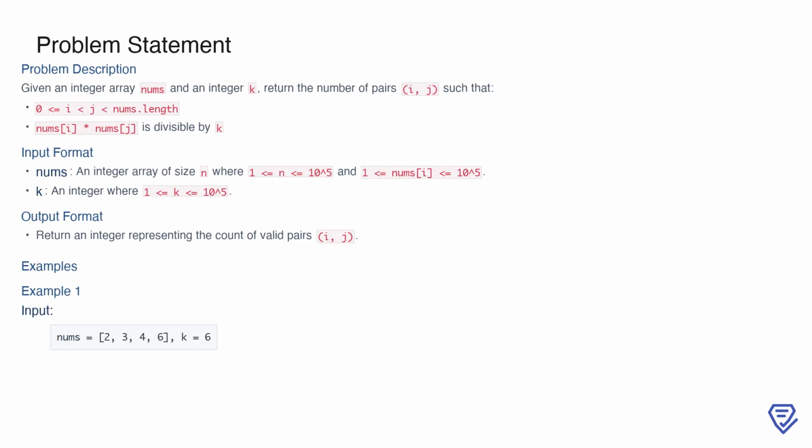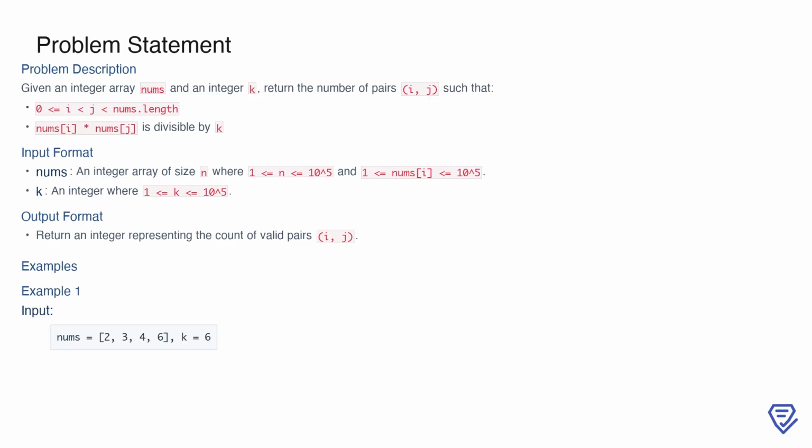In this problem, we are given an integer array called nums and another integer k. The task is to determine how many pairs of indices (i, j) exist such that the product of the two numbers at these indices, nums[i] * nums[j], is divisible by k. There are a few constraints to keep in mind. First, the indices i and j must satisfy the condition 0 <= i < j < nums.length, meaning that i must always be less than j.